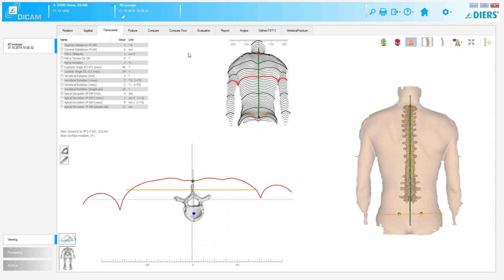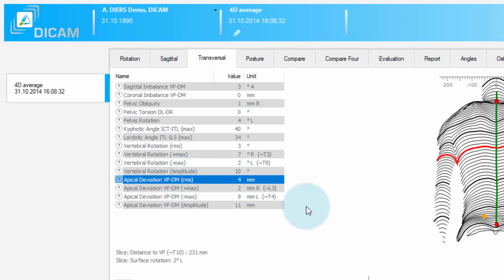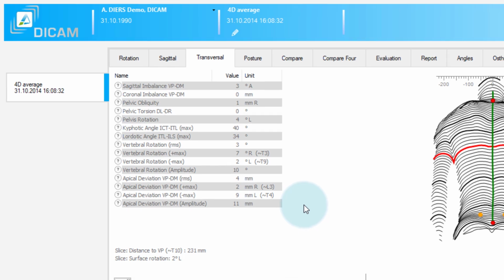In the parameter table of the transversal plane tab, known parameters are displayed in new forms. In the case of both surface rotation and lateral deviation, it is quite interesting to consider an average deviation over the entire course of the spine. However, both are parameters that can have positive as well as negative characteristics. In a mean value calculation, these cancel each other out. To avoid this effect, a sign-adjusted mean value, the so-called root mean square, or RMS for short, is used instead. In addition, there is the amplitude. This is the sum of the maximum deviations of a parameter to the right and left.